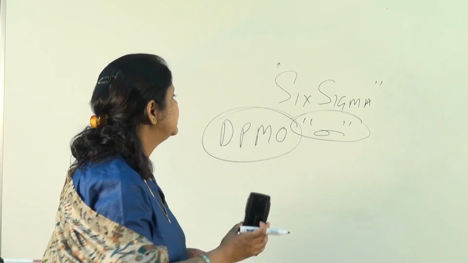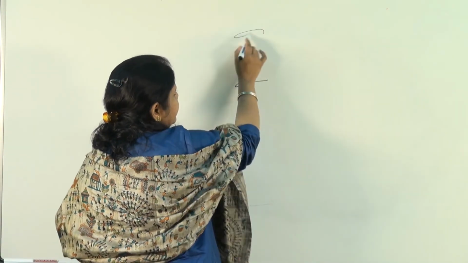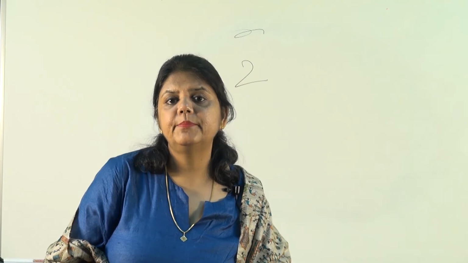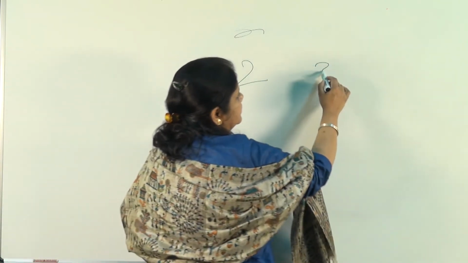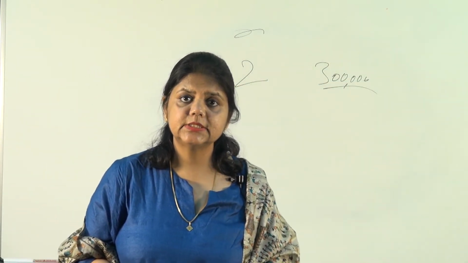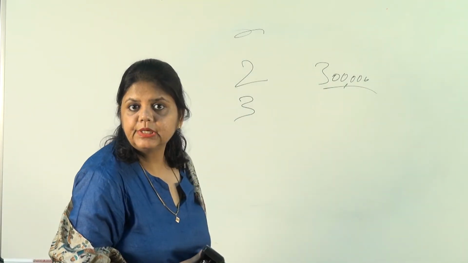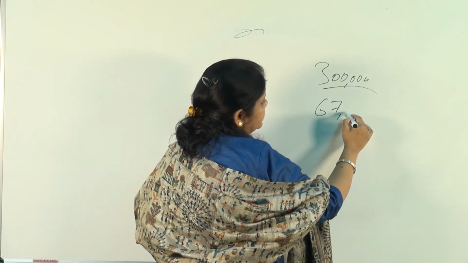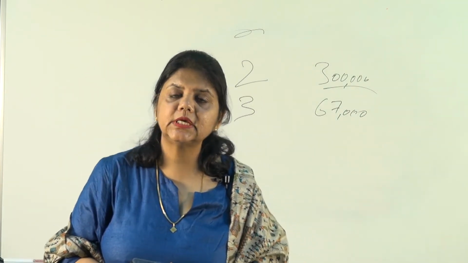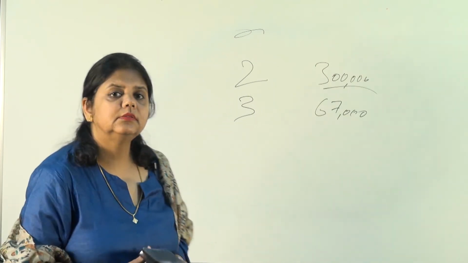When we have sigma level 2, the defects per million opportunities are roughly 3 lakhs. When we have Six Sigma level 3, the defects per million opportunities are 67,000. When we have Sigma level 4, the defects per million opportunities are 6,000.